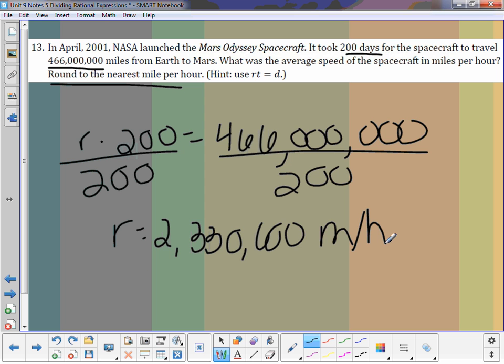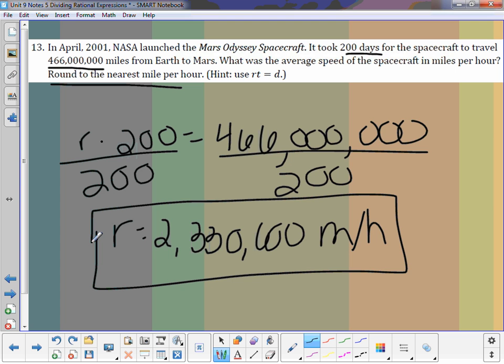So that label miles per hour actually creates a rational expression. So this is really just plugging numbers into a formula. Okay, so don't make it more complicated than it needs to be.